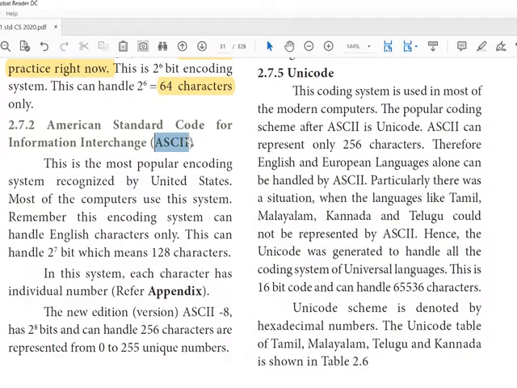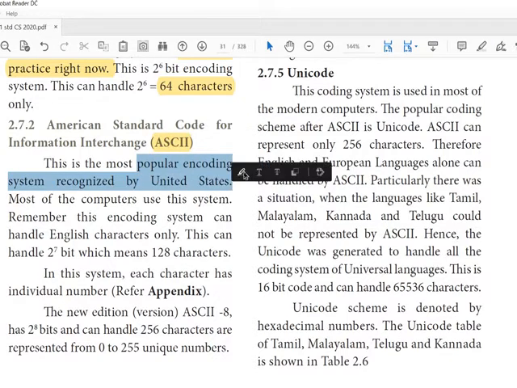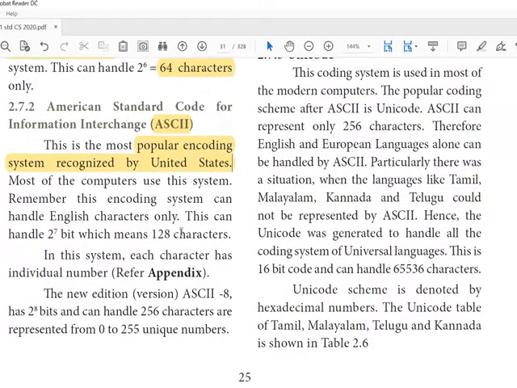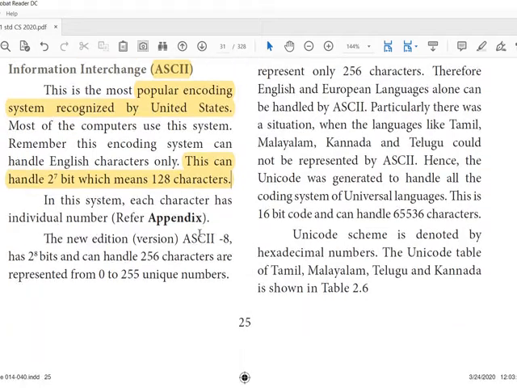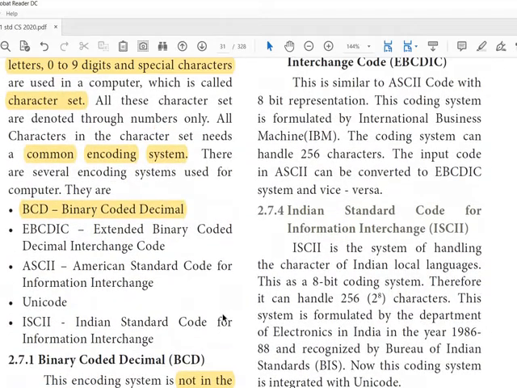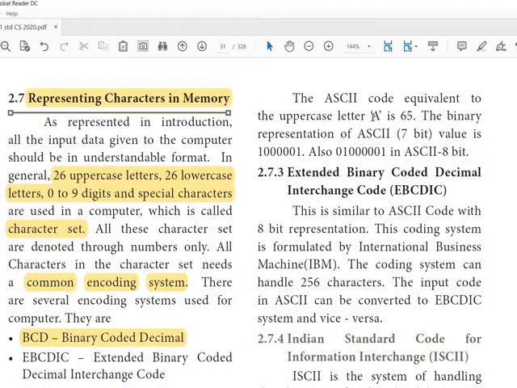So the ASCII value, American Standard Code for Information Interchange. This is the most popular encoding system recognized by the United States, and this can handle 2 to the power 7 bits, which means 128 characters. We have seen this tabular column now. The new edition is revised, so it is handling 2 to the power 8, that is 256 characters, and it represents from 0 to 255 unique numbers. So we know that capital letter A is equivalent to 65.